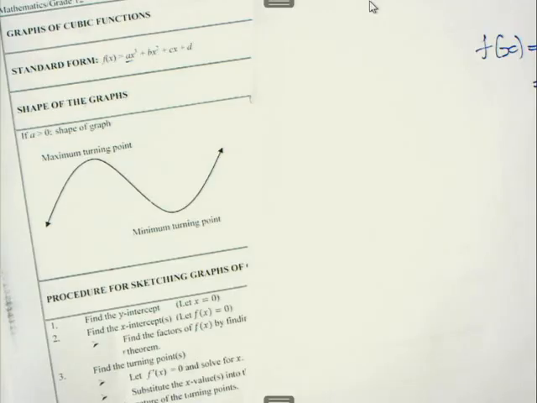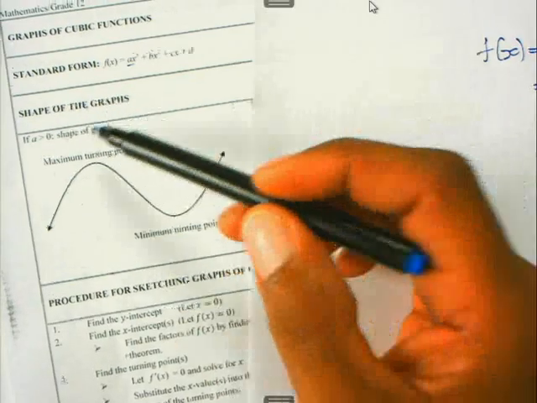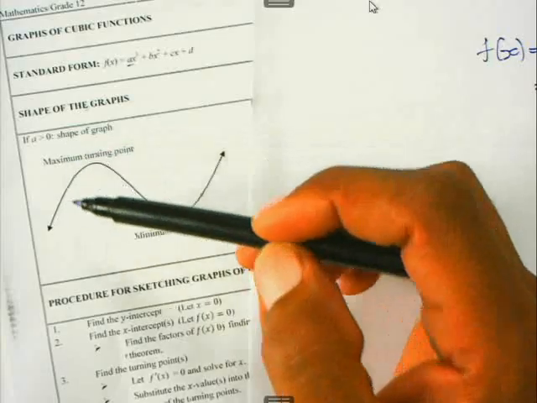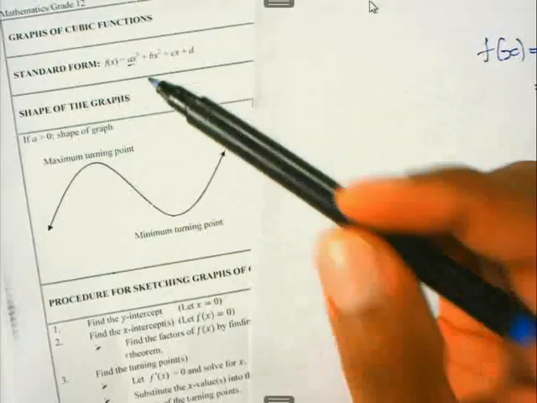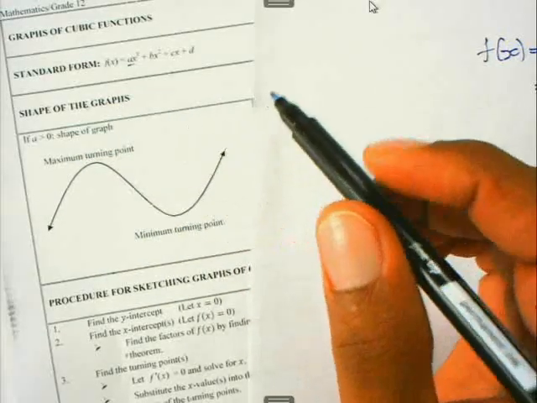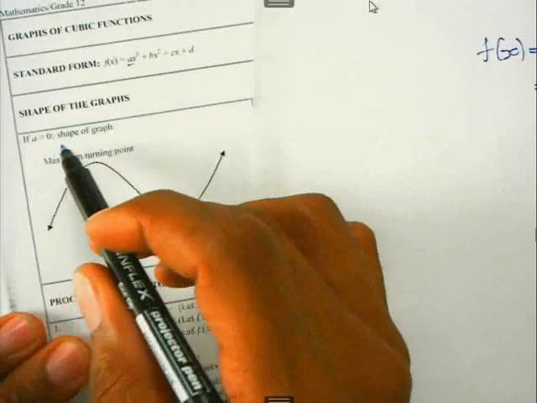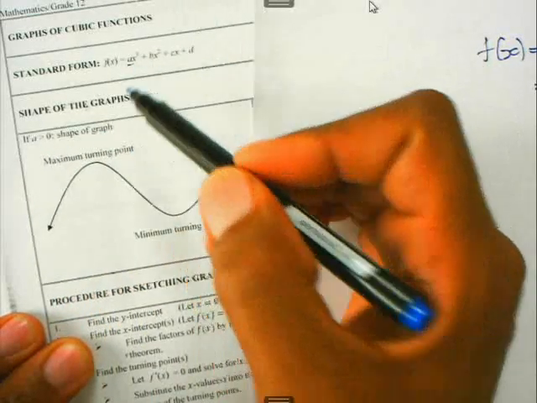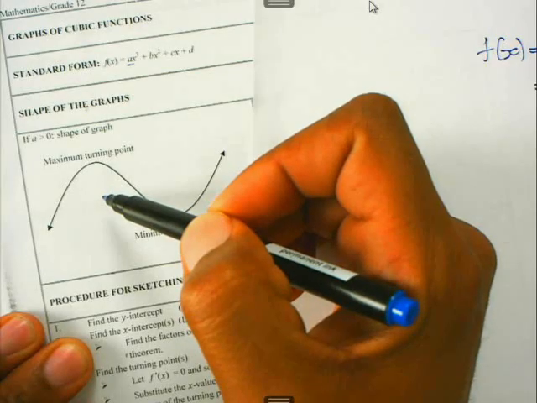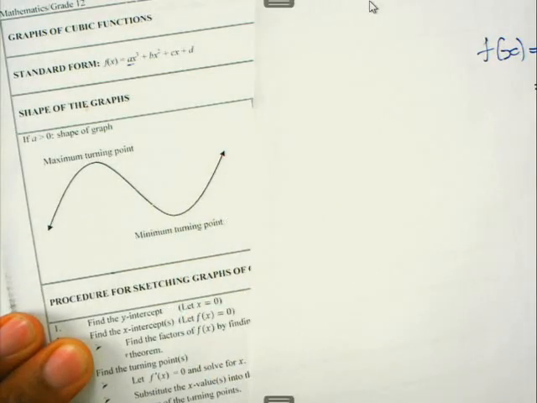What we can say in short is that if the value of a is greater than 0, we are going to start with the maximum turning point. Good, that's the first point that is very important. A greater than 0, we start with the maximum point. It means the graph increases first.